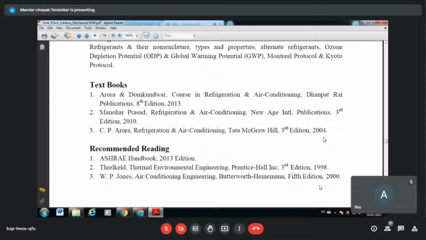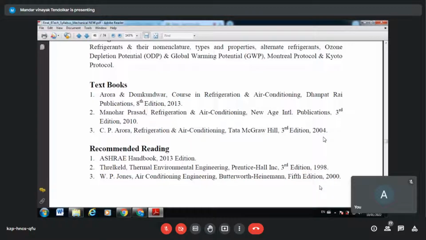Now the books. You can refer to any three of these textbooks. Arora Domkundwar is one of the finest books available for RAC, and it is very easily available in the market. So whether you stay in Mumbai, Pune, or any remote area of Maharashtra, you will get this very easily.